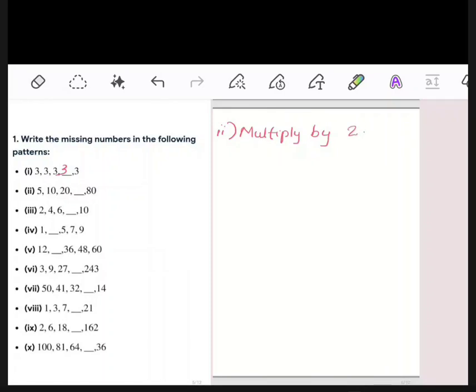Okay. So the third question, 2, 4, 6, dash, 10. Here the rule is 2 plus 2, 4, 4 plus 2, 6. So here the number is 8. The rule is add 2.